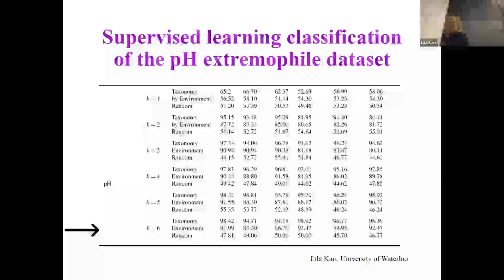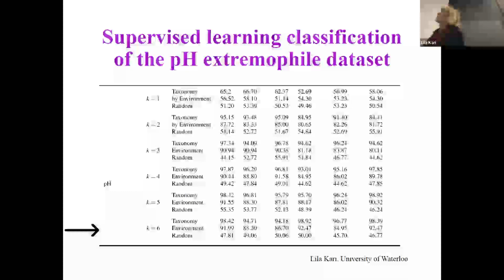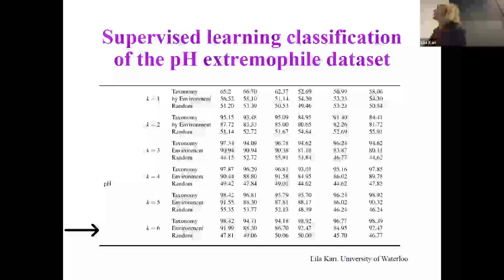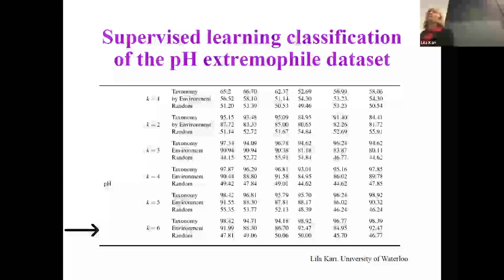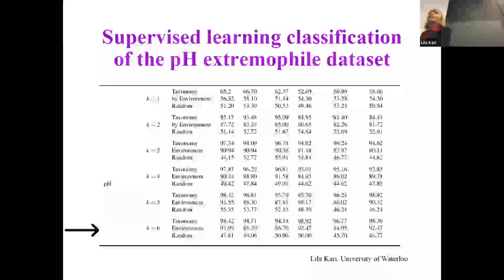Okay, this is the supervised learning classification of the pH extremophile dataset. Again, let's look at the k equals 6. The accuracy of classification by taxonomy, again, very high, expectedly. By environment, if you strip the taxonomic labels and the very same data set, you give it environment labels, acid or salt, it's 92%. That's very high. This means that, again, there is some sort of a word usage, some pattern that distinguishes high salt from high acid, which is very unexpected, all right?